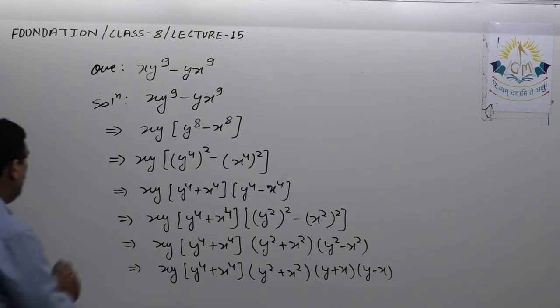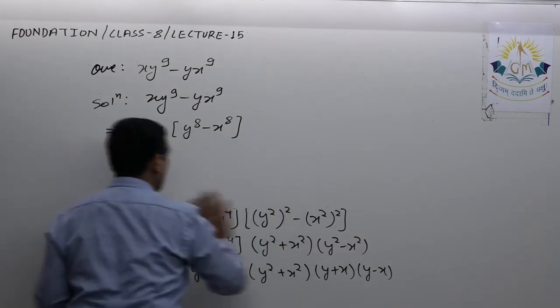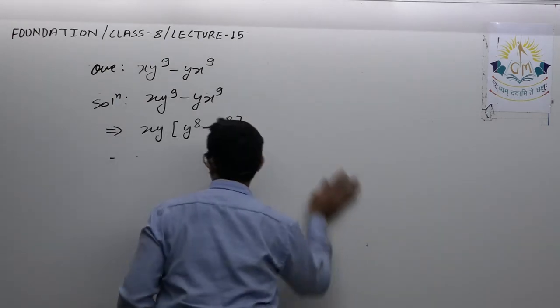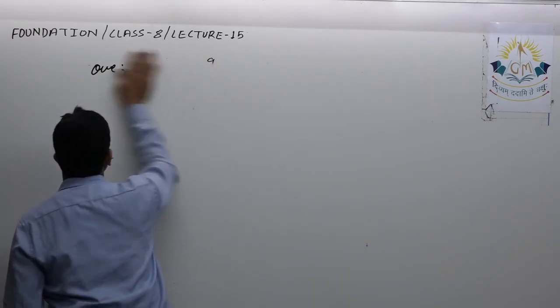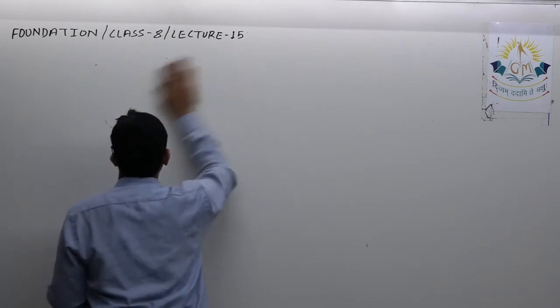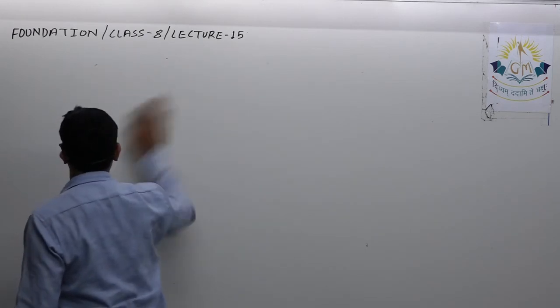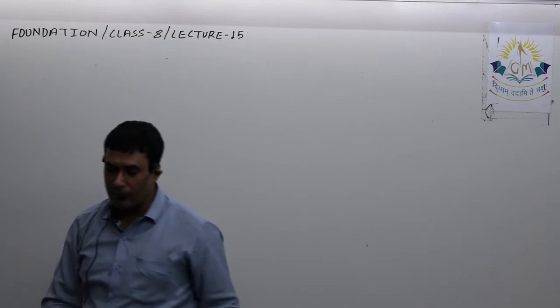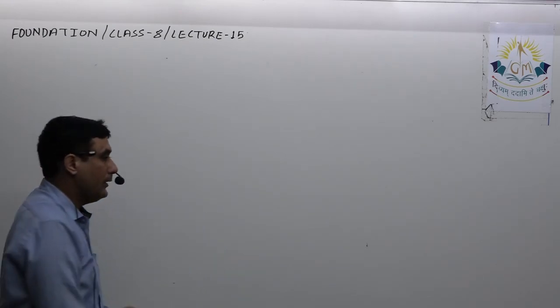Okay, now let us see the next factorization. Now here we'll start a new concept. Okay, here we can say we finished the factorization related to a square minus b square. Now the next concept we start, that is splitting the middle term.